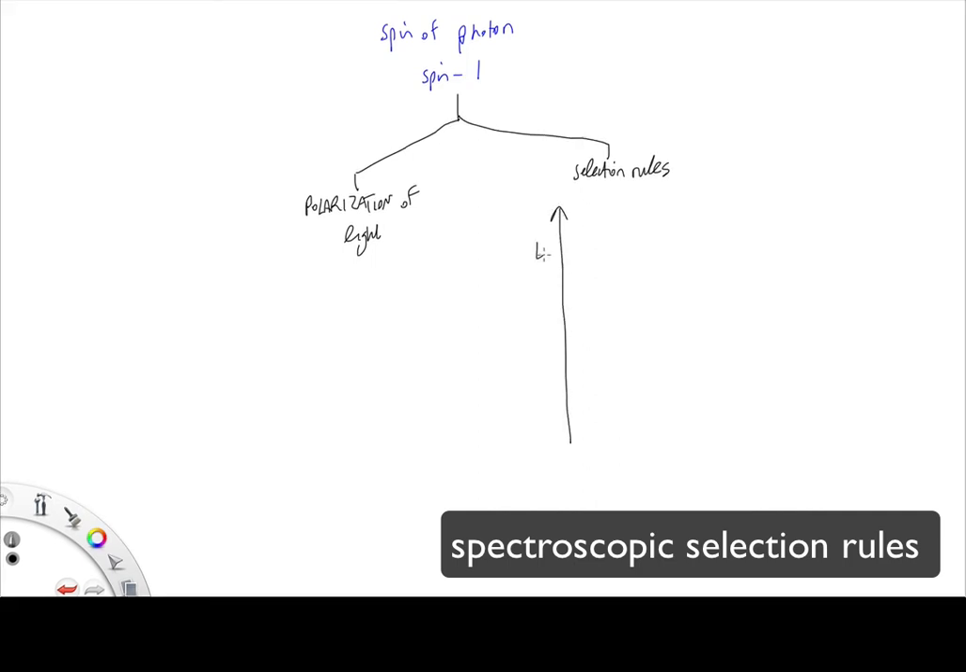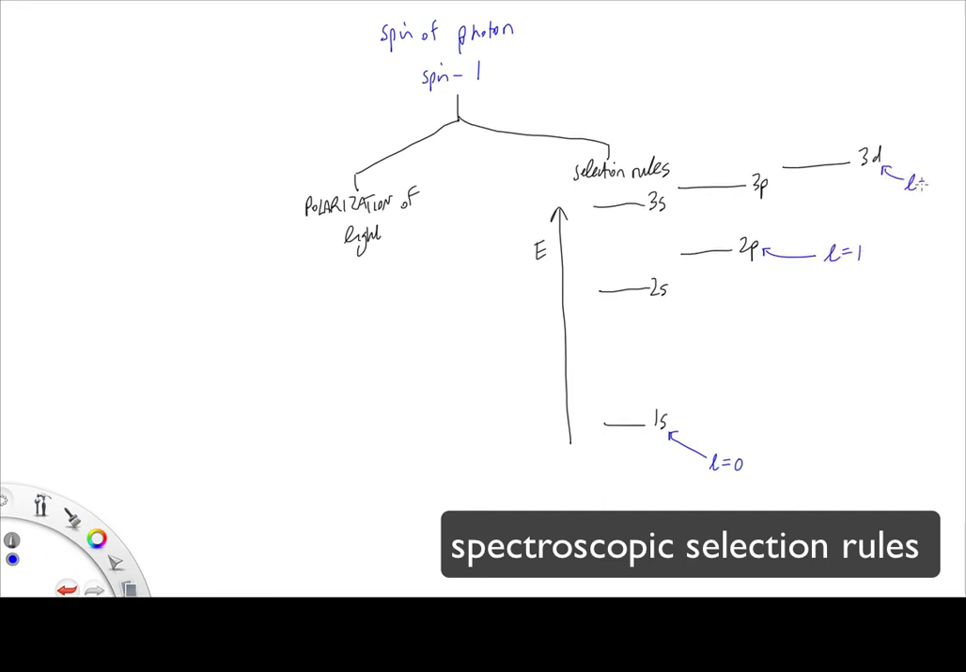If we draw out an energy level diagram of an atom, the lowest level is 1s, and then we may have 2s, 2p, and so on. The symbols s, p, d refer to the orbital angular momentum quantum number L. So s means L is 0, p means L is 1, and d means L is 2. Now, when light is absorbed or emitted, a selection rule is that the value of L has to either increase or decrease by 1 unit.